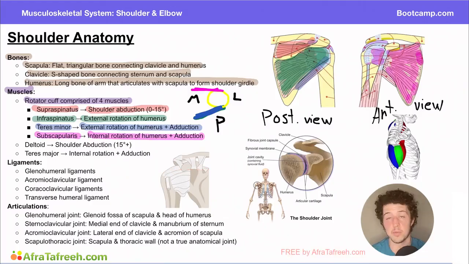And moving away from our rotator cuff, we have our deltoid, which will be this muscle here. And predominantly, the action we think of with this muscle will be shoulder abduction greater than 15 degrees.